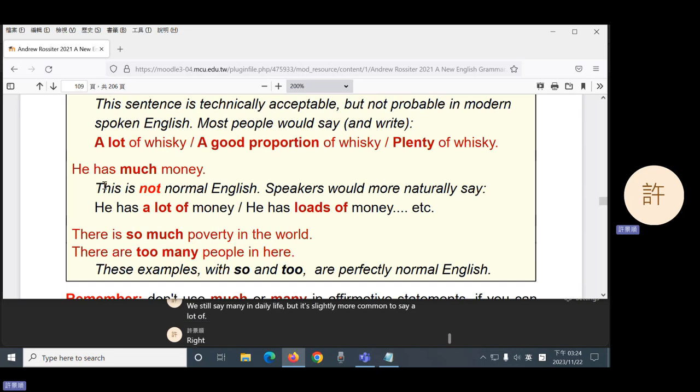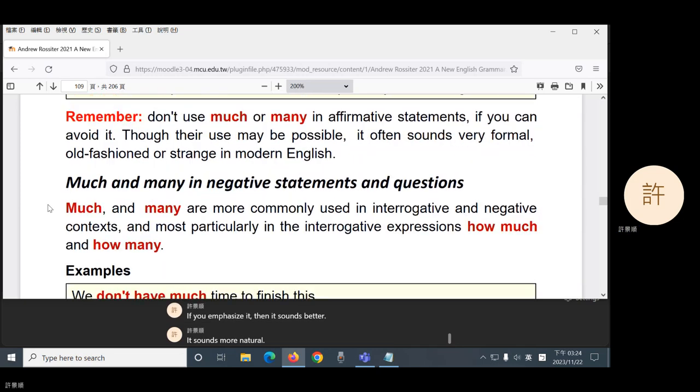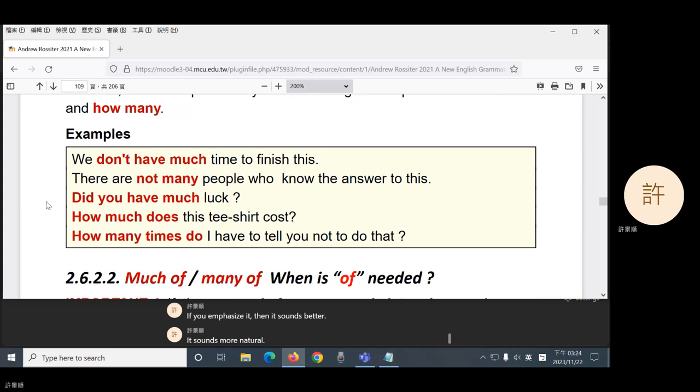Right? He has much money. This is not normal English. The author is careful to emphasize. The exception is if you say so much, very much, too many, so many, very many. If you emphasize it, then it sounds better. It sounds more natural. You can also use much and many in negation and questions.